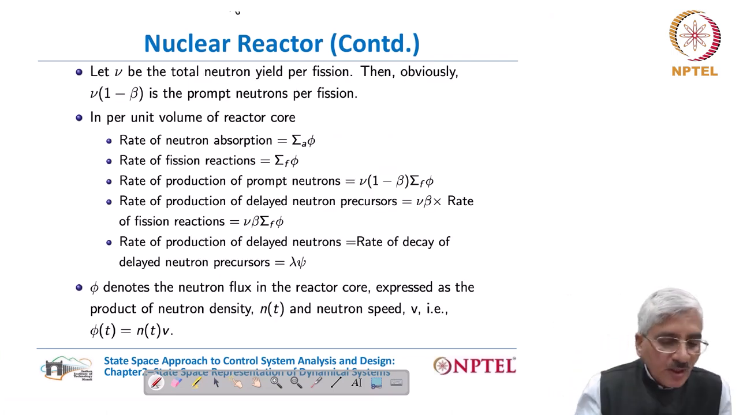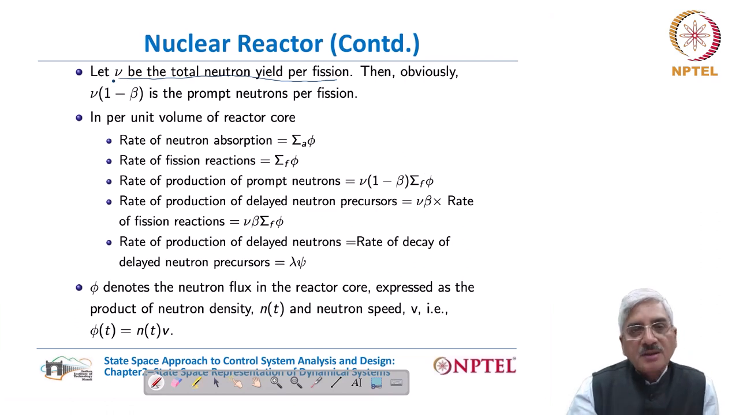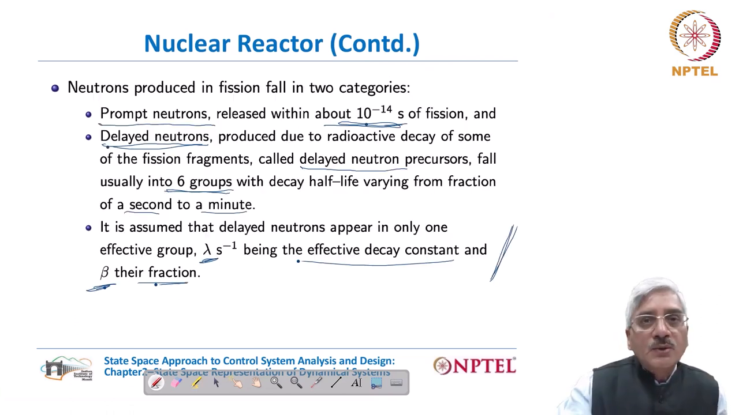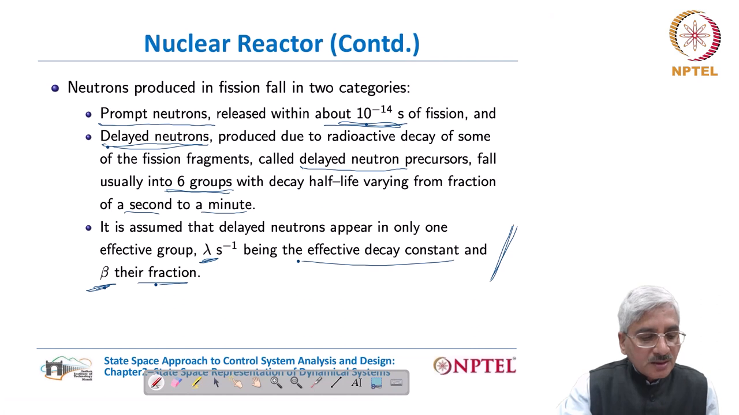Sorry. So if nu is the total number of neutrons liberated in fission, I said that in some fission events 2 neutrons are liberated, in some other 3 are liberated, and nu is the average number of fission neutrons being liberated. Average in the average sense, not in the individual fission events. So I was telling that neutrons produced fall into 2 categories.